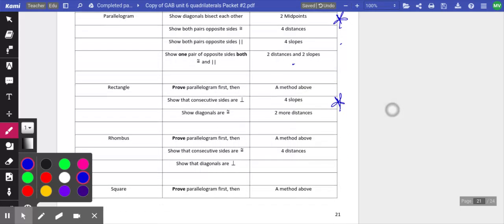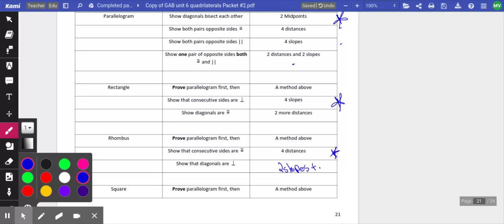So a rhombus, again, I want to first prove it's a parallelogram. So I would do any of the methods above. Here, I might want to do the four distance formulas because that shows me it's both a parallelogram and a rhombus, so I can show all four sides are congruent. Or I can show that the diagonals are perpendicular. That would require two slopes plus proving it's a parallelogram.